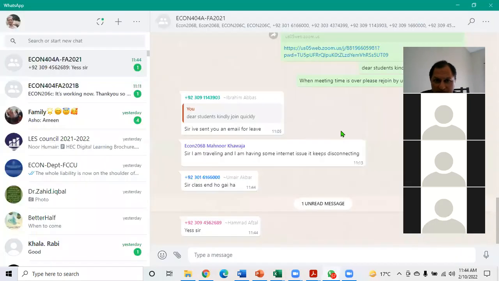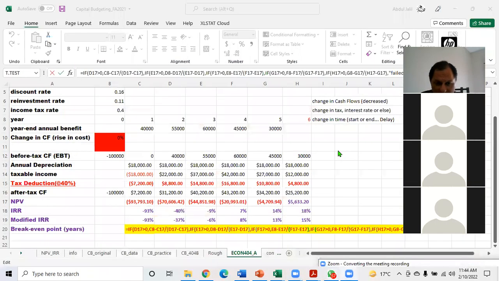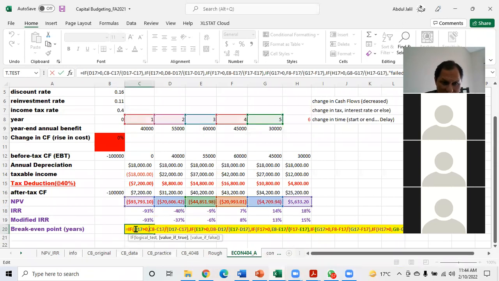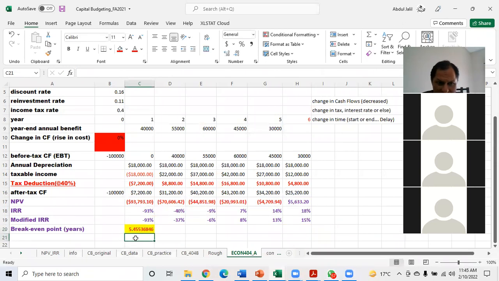So now I'm going to share my screen again, and we are here. Actually, whenever I copied this formula here, it has considered this value, and it shows that after 5 years, 5.45, this would reach the break-even point. So in all these situations, the problem is that it is taking a long time to get the break-even. So it's not so viable.